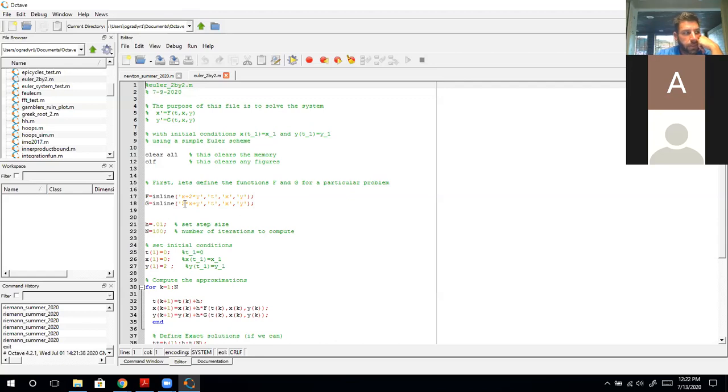So look at my f. My f is, if you read this, x plus 2y. Well, that's what my right-hand side is over here. And then what's my right-hand side for the second equation? It's 2 times x plus y. So you'll see that right here. So remember, this is how we define a function in Octave. The first thing we do is tell it what the rule is, and then we give the variables.